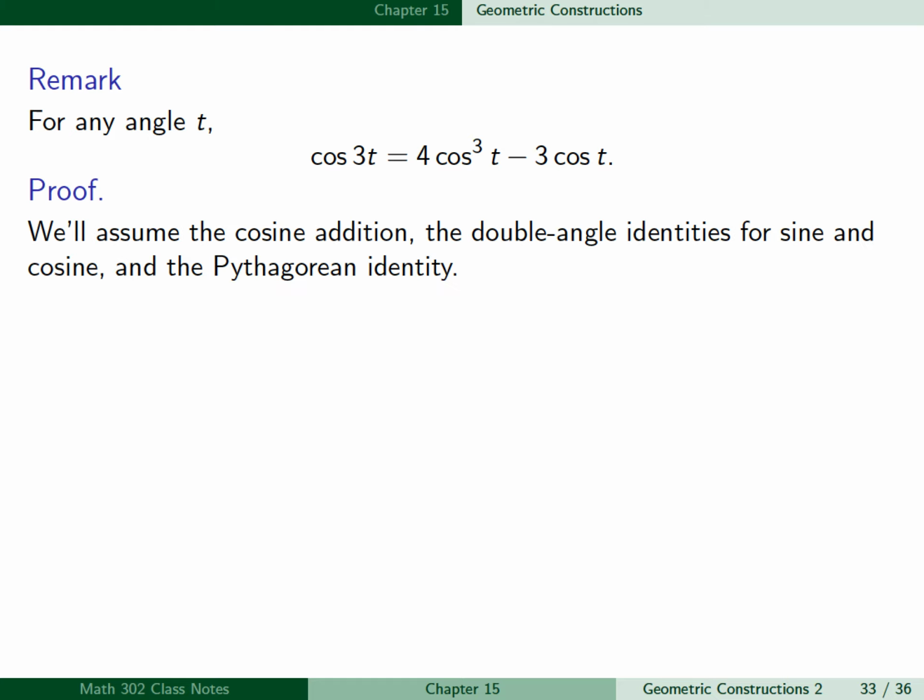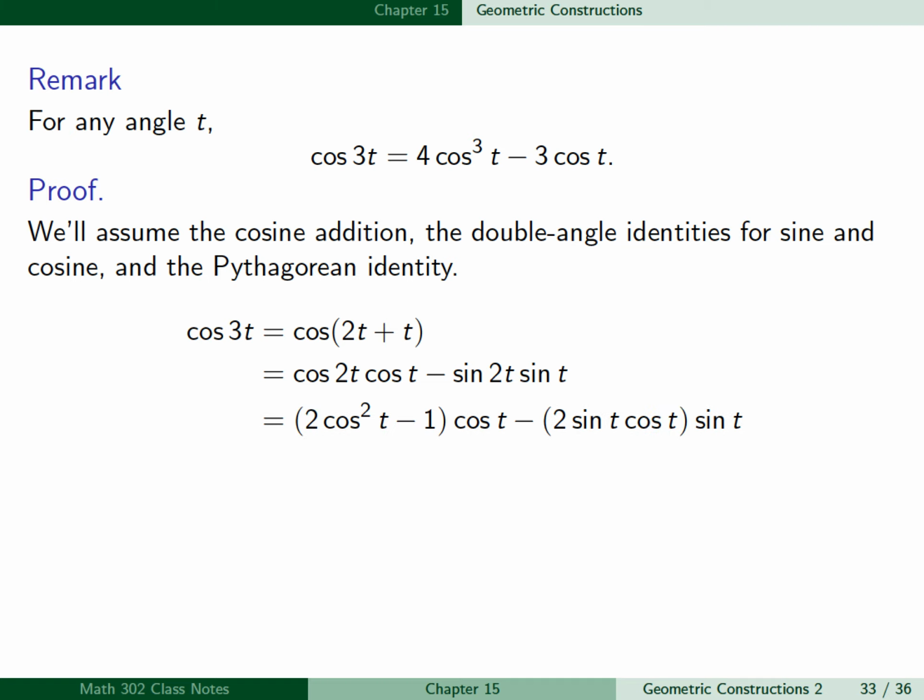And to prove this, we'll assume the cosine addition formula, the double angle identities for sine and cosine, and the Pythagorean identity. So cosine of 3t is equal to cosine of 2t plus t, and using the cosine addition formula, this will be cosine of 2t times cosine of t minus sine of 2t times sine of t. And then using the double angle identities for cosine and sine, this will be 2 times cosine squared t minus 1 times cosine of t minus 2 sine t cosine t times sine t.